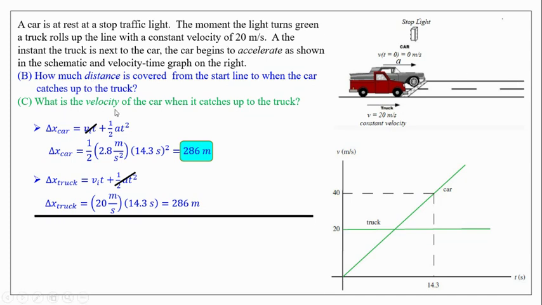Part C asks, what is the velocity of the car? Okay, so here's the key. It says, what is the velocity of the car when it catches up to the truck?